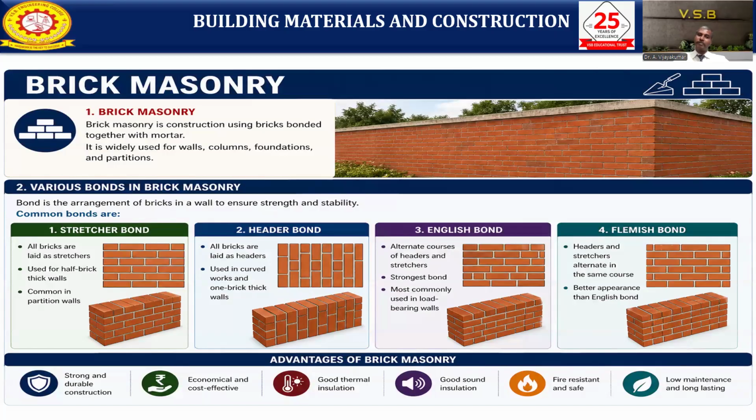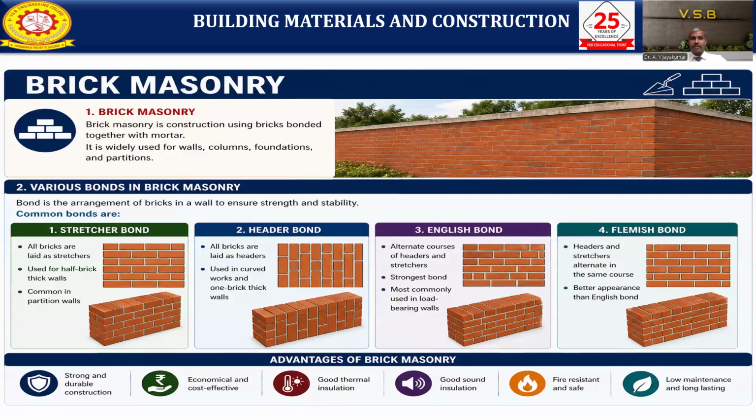The main definition of brick masonry: you consider the brick as a unit, bonded together with mortar, most probably cement mortar. This type of masonry is seen in ordinary structures, such as construction of walls, foundations, columns, and partition walls. Everything can be done with brick masonry. Here, for brick masonry, we can see different types of bonds.